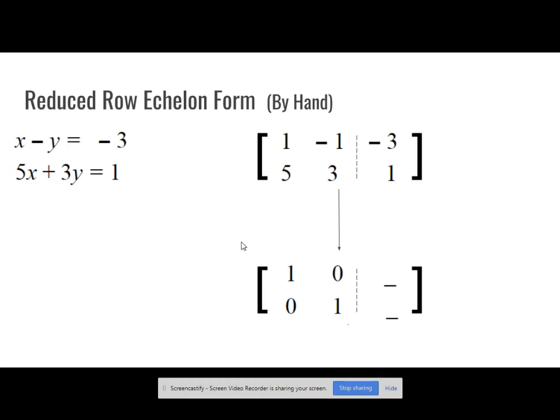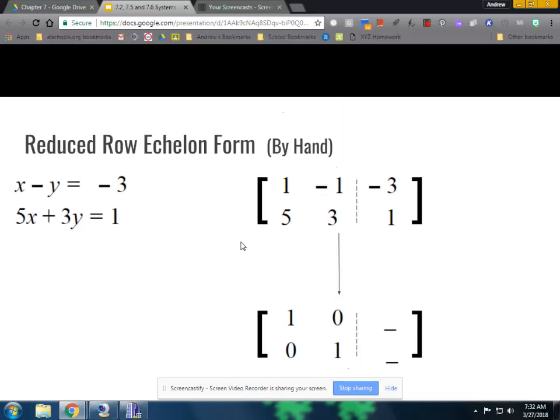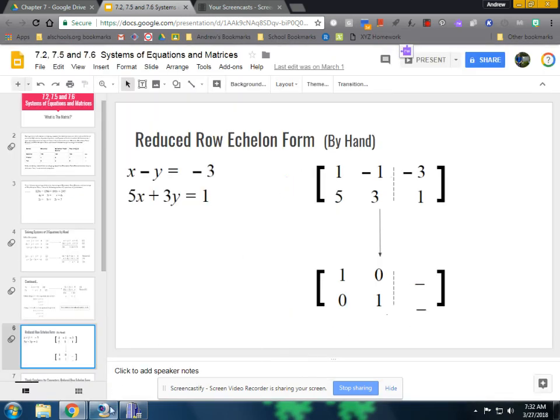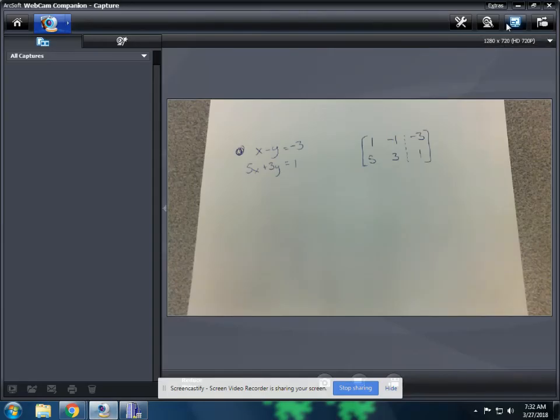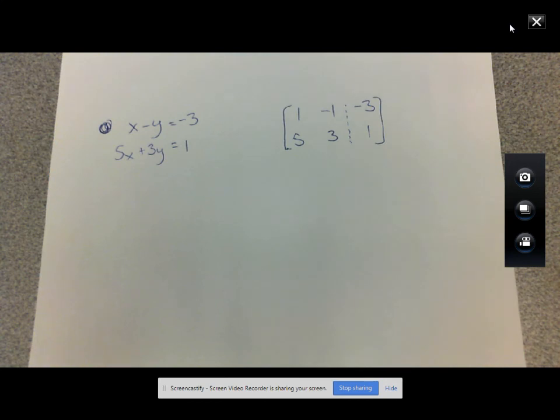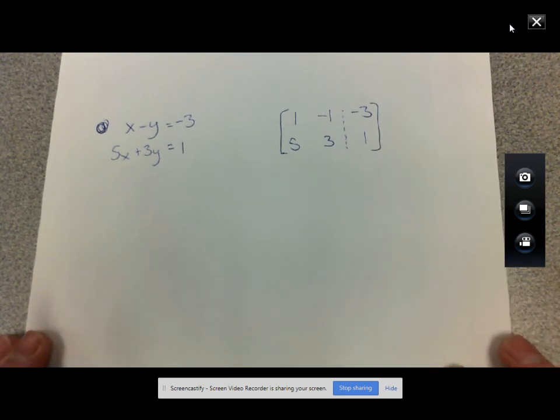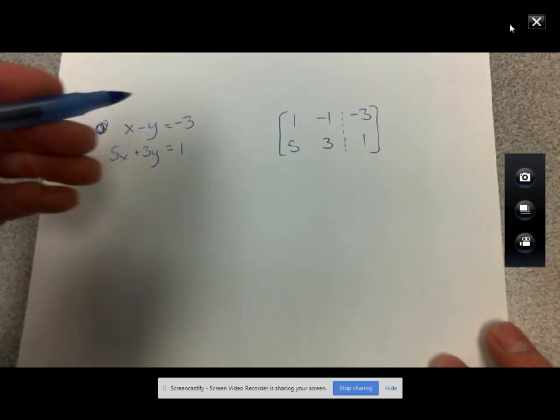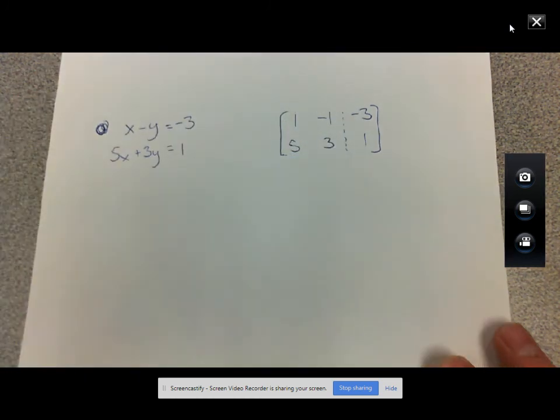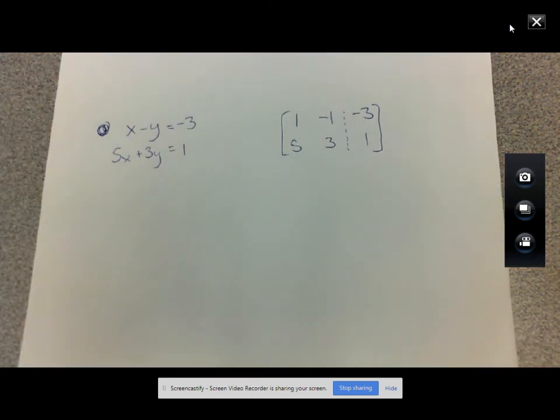So that's our goal. I'm going to shift over to the document camera. We're going to look at this side by side. So I'm going to solve this system, and at the same time, I'm going to work with this matrix. So you can see what is going on with this reduced echelon form and how this works.